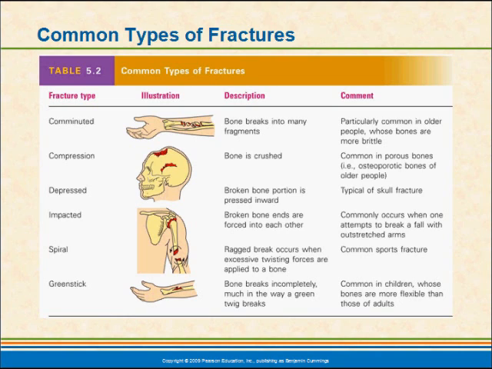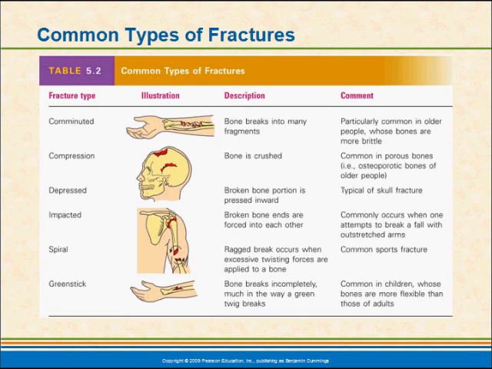Now, depressed fracture, you have to have a hollow space, and one common hollow space is the skull. We also have sinus cavities, but this is the area where you're going to see a depressed fracture. A broken bone portion is pushed inward. It may impinge on the brain. If it's in a sinus cavity, it may not. But this is typical of a skull fracture.